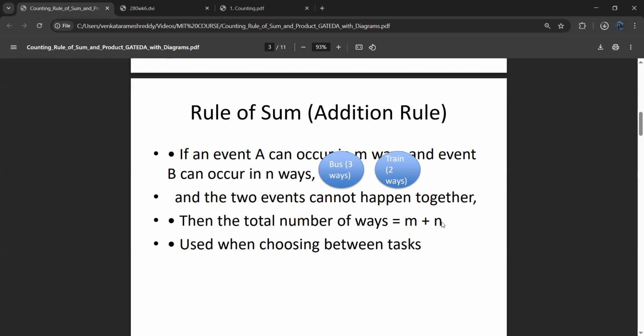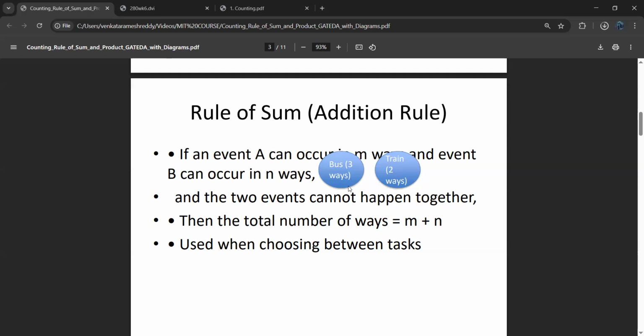It means it will come under OR. So whenever you see an OR in the question, you just need to understand that it is a rule of sum. So at that time, we need to add both the events. So suppose I take an example.